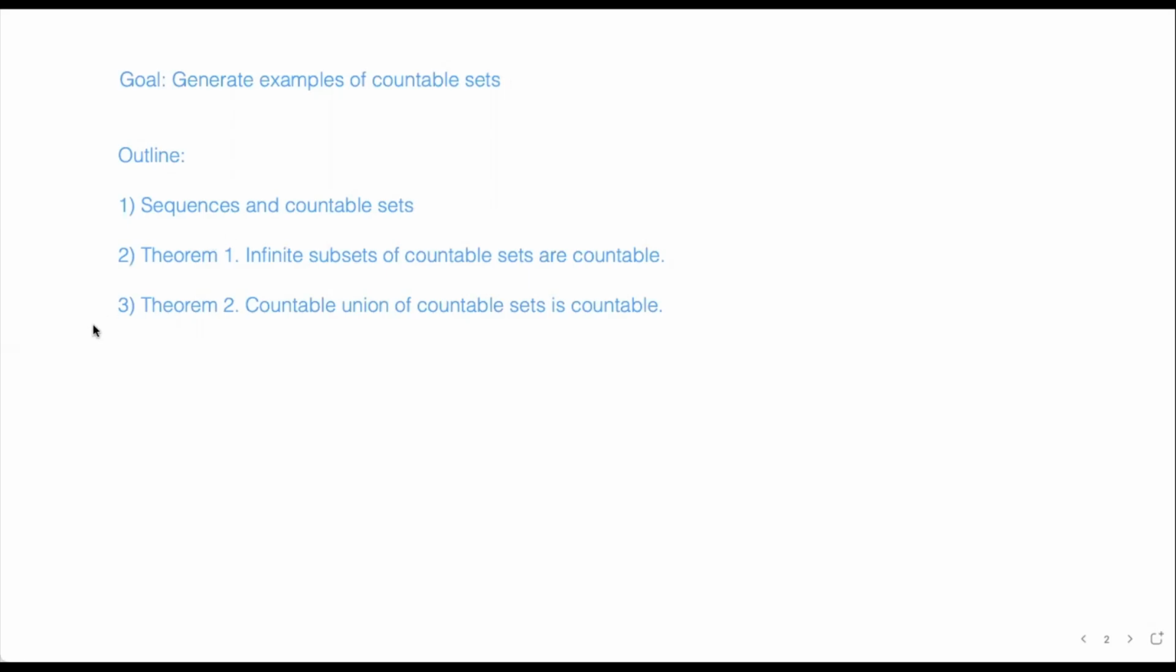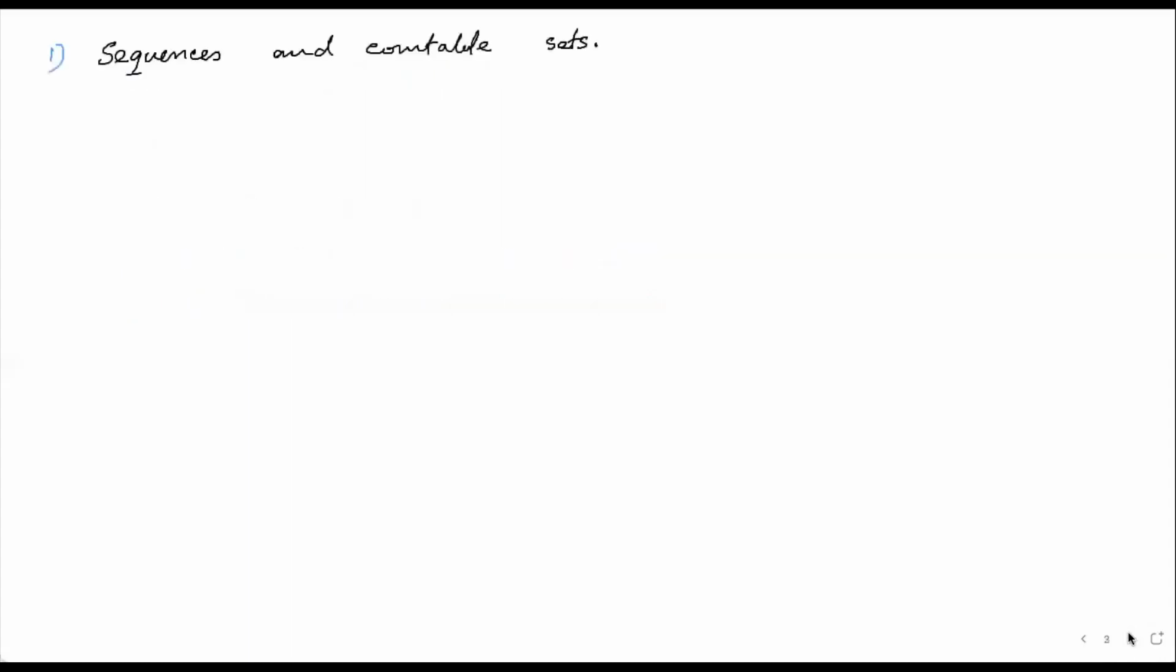Next, we prove two theorems. In the first theorem, we show that infinite subsets of countable sets are countable. In the second theorem, we show that a countable union of countable sets is countable. So let us begin with the first item, sequences and countable sets.